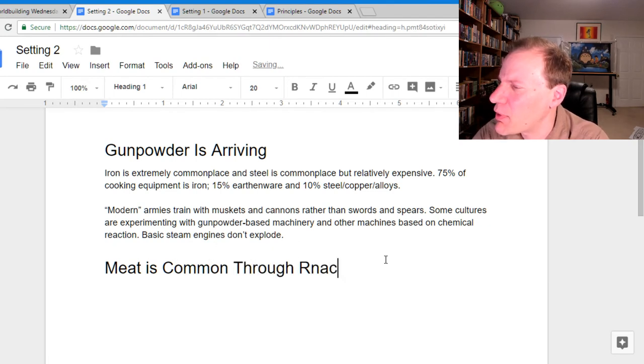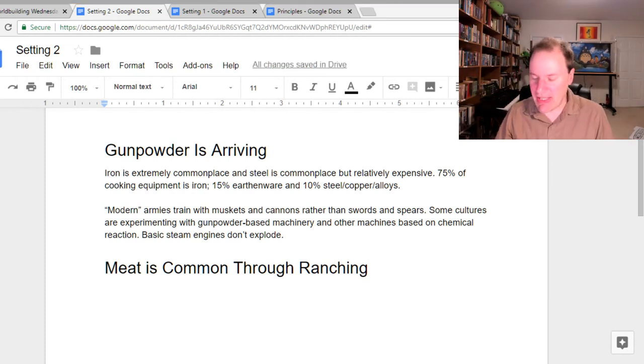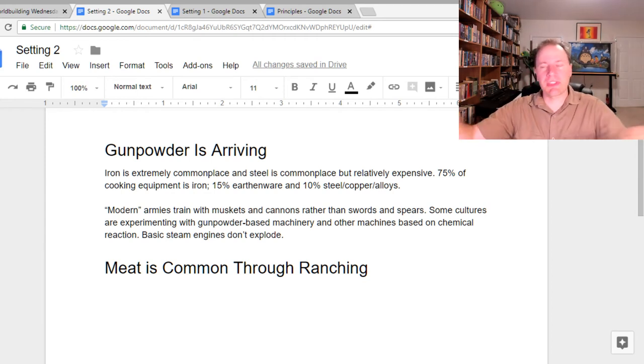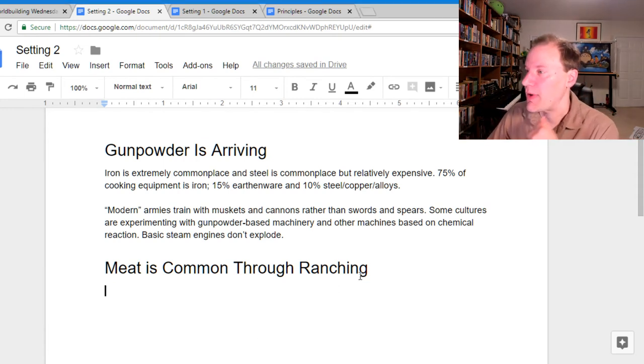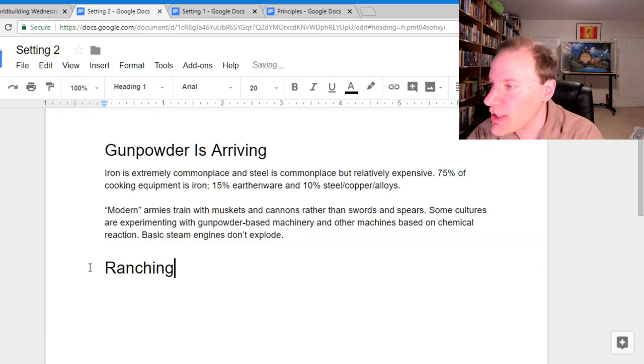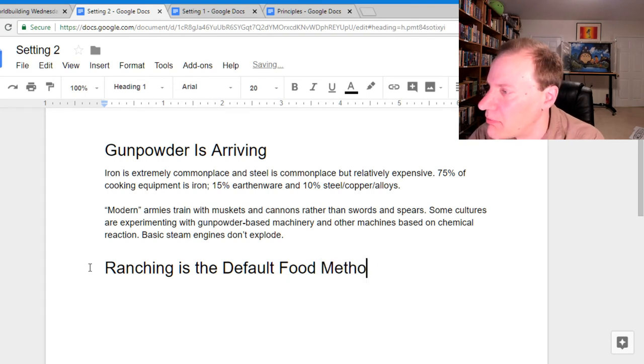I'm trying to come up with a more definitive, striking way of putting that. But basically, I want this idea that most people eat meat. Most people grow up more on ranches than on farms. So you're keeping livestock, which is then butchered and harvested, more than large scale farming. There are still farms, and large scale farming exists, but ranching is kind of the default as opposed to farming. Now there we go. Ranching is the default food method.